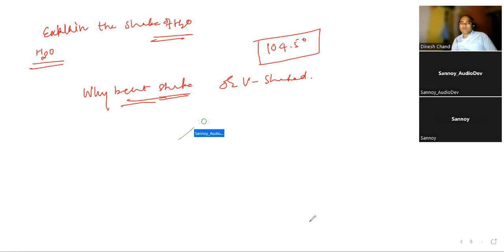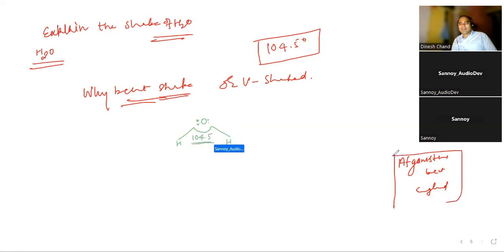Today's match, which team won the match? Do you know? Sir, nothing, sir. I don't know. Afghanistan beat England. But in today's paper, everybody was saying England was supposed to win. It just came in today's newspaper. Afghanistan beat England by how many runs? 69 runs.